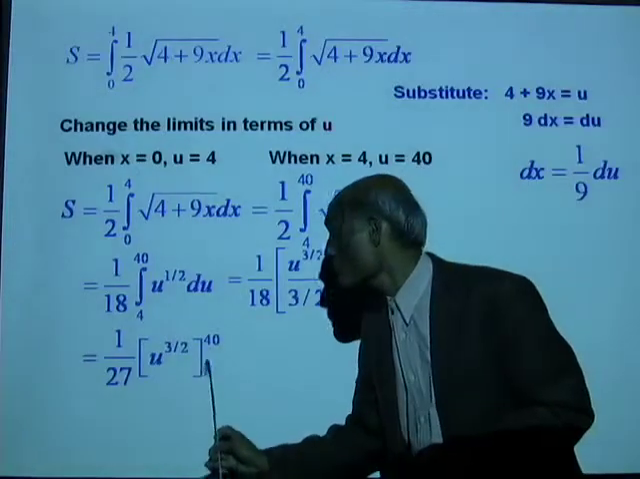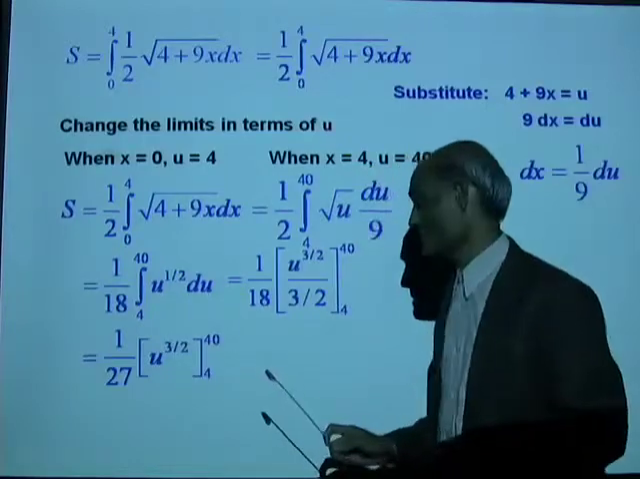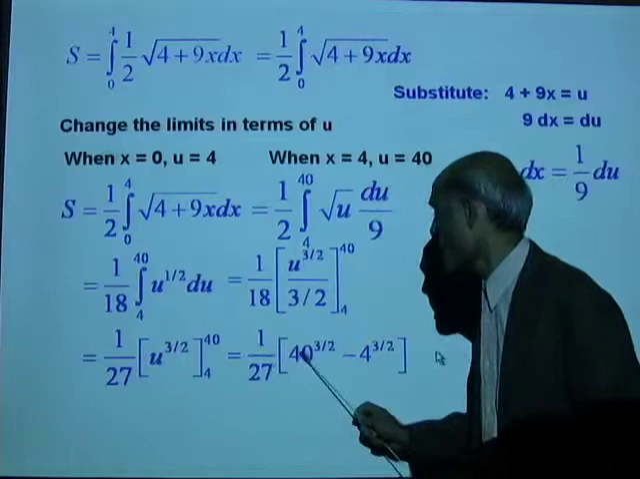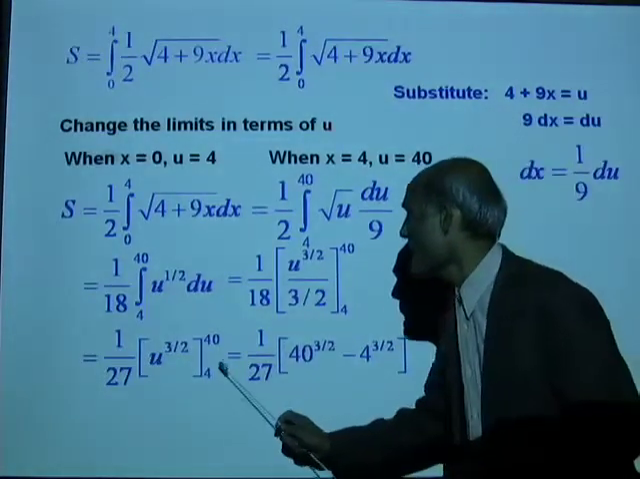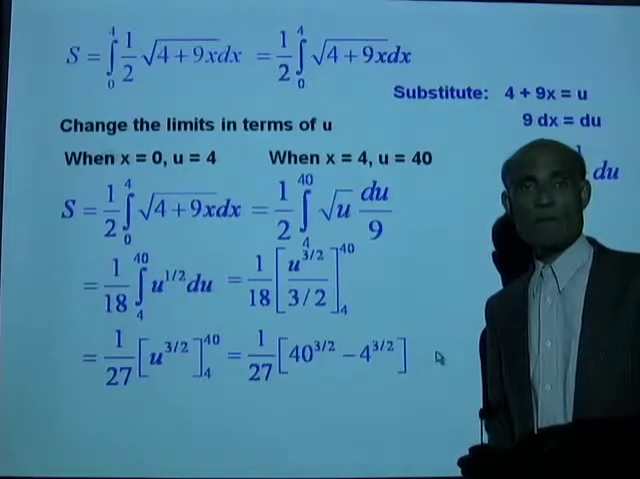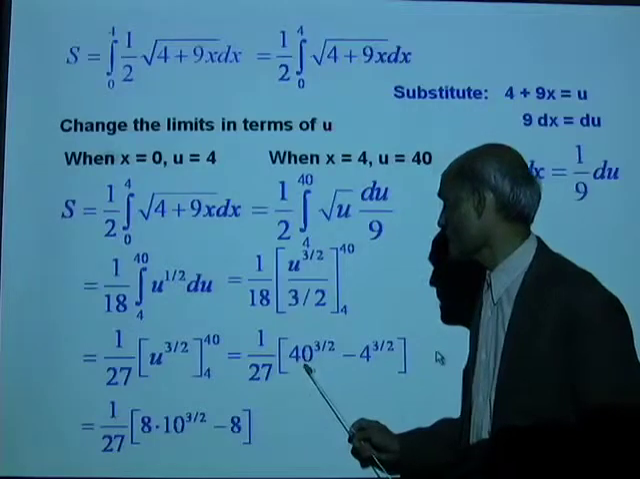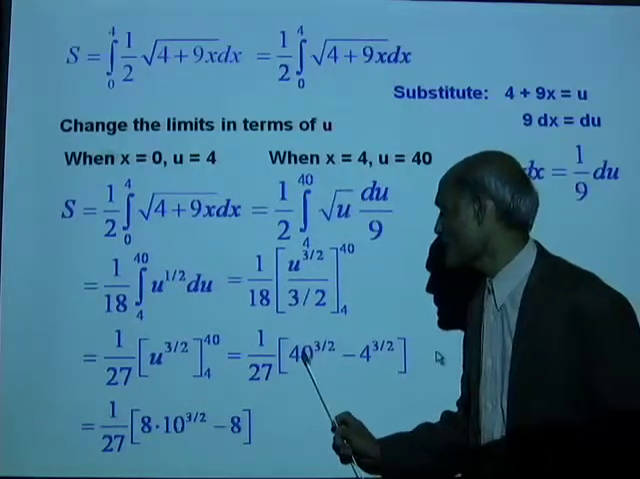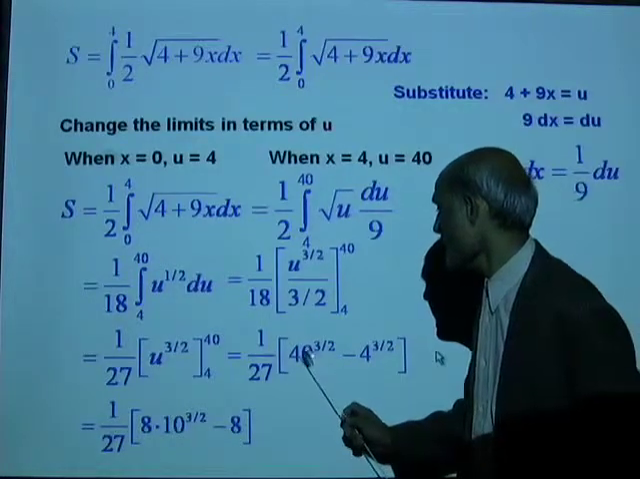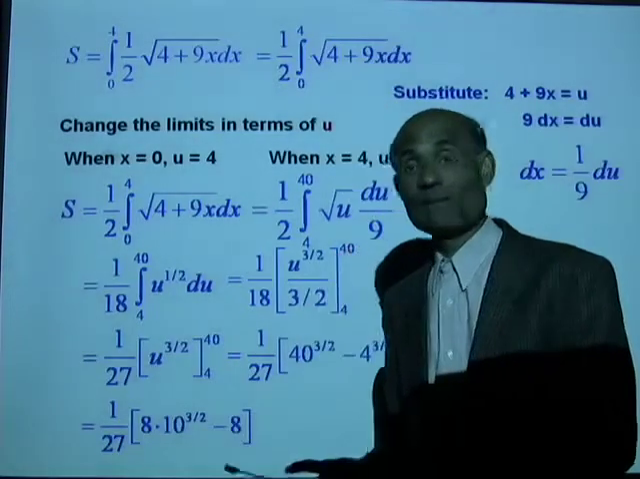And now we replace the upper limit, then subtract, replace the lower limit. That will be 1 over 27 times 40 to the power of 3 over 2 minus 4 to the power of 3 over 2. And that can be evaluated easily. Now, look at that. I can now write 40 as 4 times 10. Is that right?